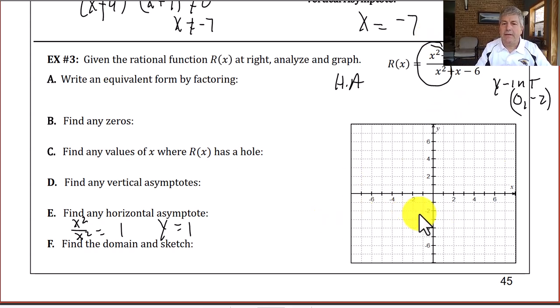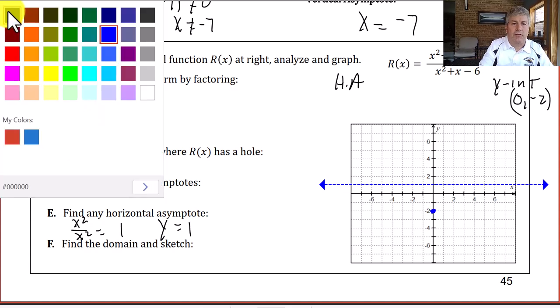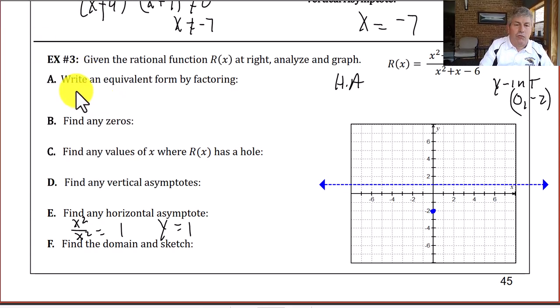So we can start plotting this stuff right away in our graph. So I've put my horizontal asymptote in, I've put my y-intercept. So before I even factor, there's things I know and can plot on my graph. So let's go ahead and follow our instructions and factor this. So our numerator factors to x plus 4 times x plus 3, and our denominator factors to x minus 2 times x plus 3. So we have a common factor in the numerator and denominator.